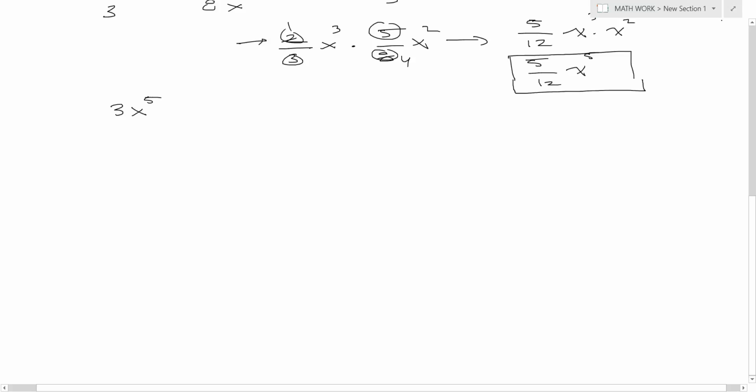3x to the 5th. Let's make it a whole number: 1x squared divided by 5, times 2x to the 3rd over, let's give it 3. Let's leave it there.